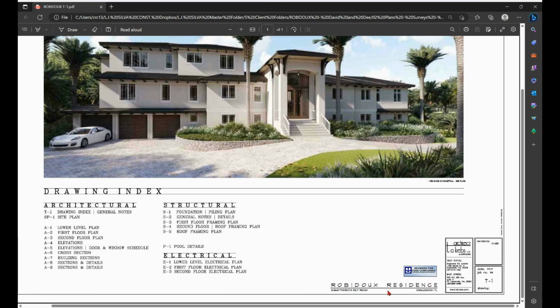Information you will find on the T sheet may include the address, name of project, architectural or engineering firm who drew the plans, an image of the project or building, and most importantly, the drawing index or collection of pages that make up the whole set of blueprints.